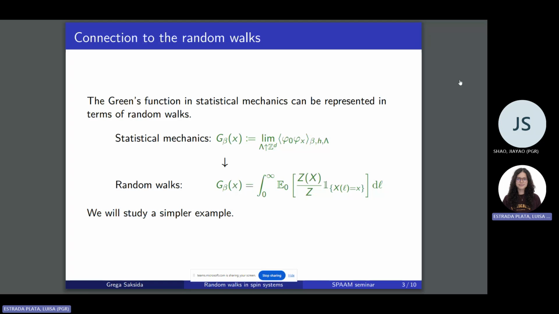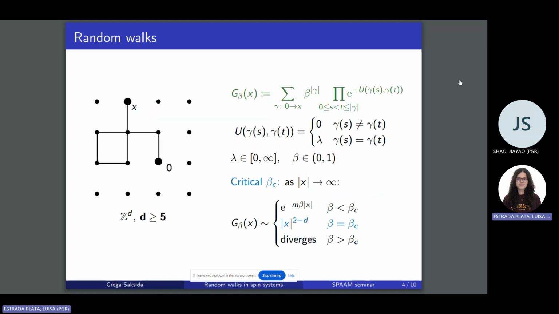So I won't show you those techniques on this example because it would be too involved. So I will show you a simpler example of the Green's function, and I will show you how we analyze that kind of Green's function. Okay. So this will be a Green's function for just a simple random walk. So imagine you have a random walk starting at 0 and ending at site x. For this technique to work properly, usually you need the dimension to be at least 5.